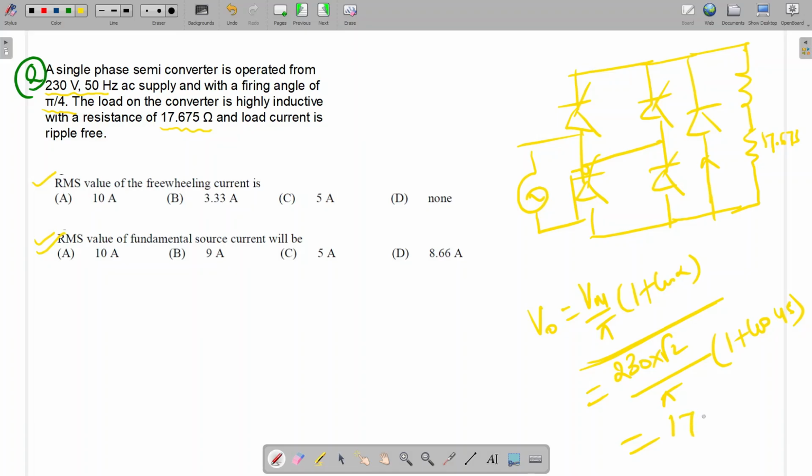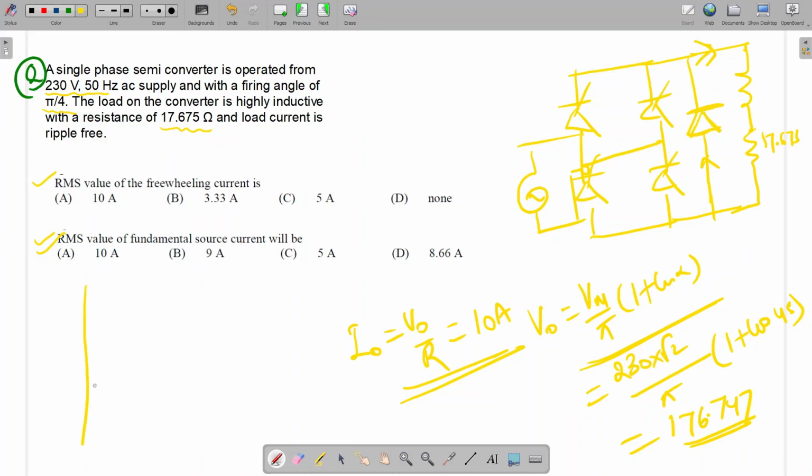Is it correct? 176.747. So the output current I naught is equal to V naught by R, so 176.675 divided by 17.675. So it is almost 10 amperes. The current is 10 ampere. What will be the freewheeling diode current?